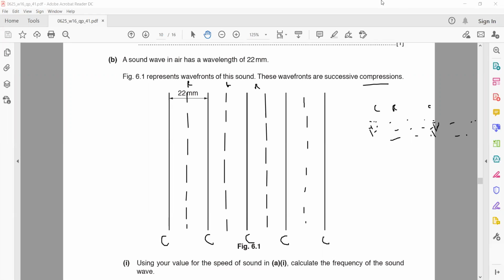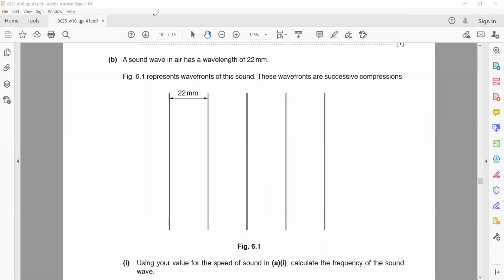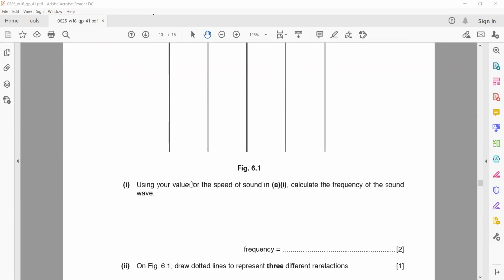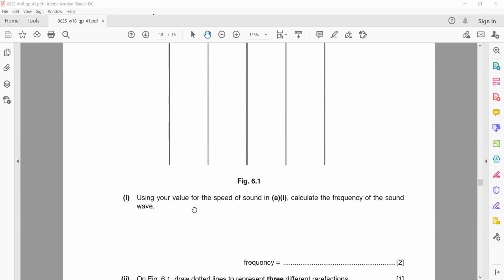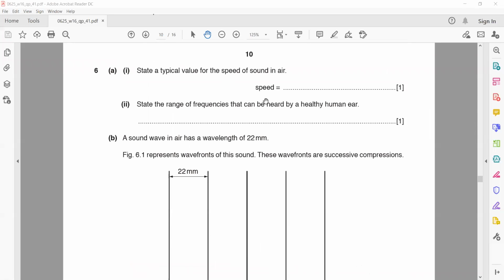These are the wavefronts which represent identical points of wave in different direction, or it can be in same direction. Use the figure. Use your value for the speed of sound in air. Calculate the frequency. So what is the speed of sound in air? Typical speed 330, 340 you can take, it's up to you. And you have the wavelength which is 22.